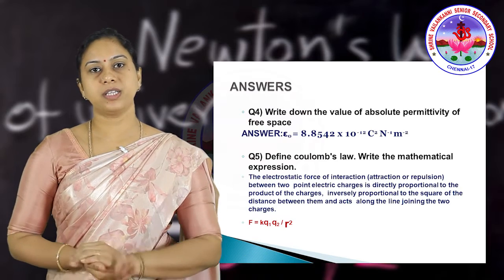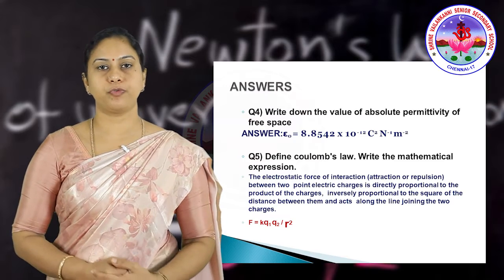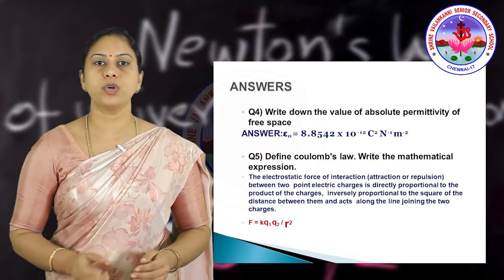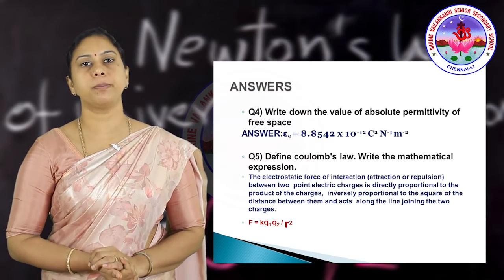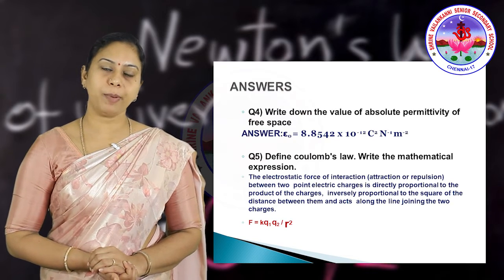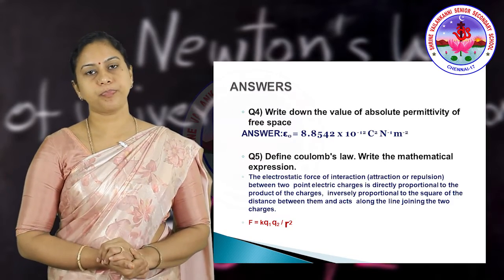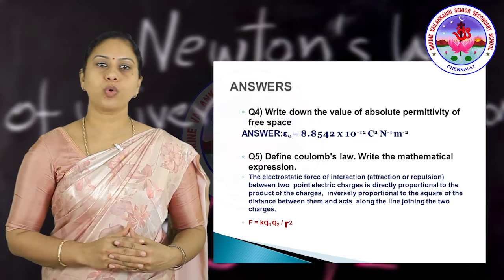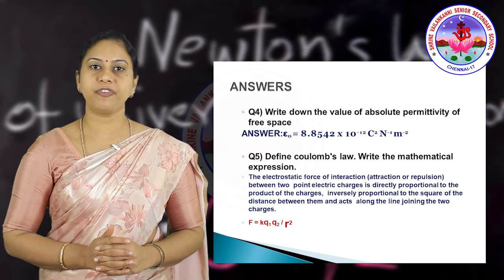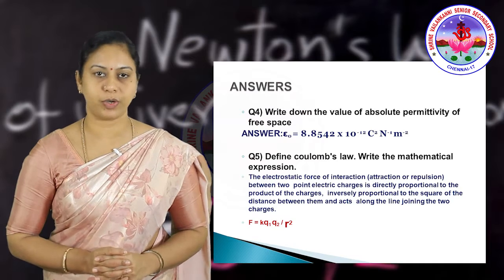The fifth question is, define Coulomb's law, and also write the mathematical expression for it. What is Coulomb's law? Yes, the statement is, the force of attraction or repulsion between 2 stationary charges, that means point charges, is directly proportional to the product of the magnitudes of the 2 charges and inversely proportional to the square of the distance between them. The mathematical relation is F equal to K Q1 Q2 by R square.